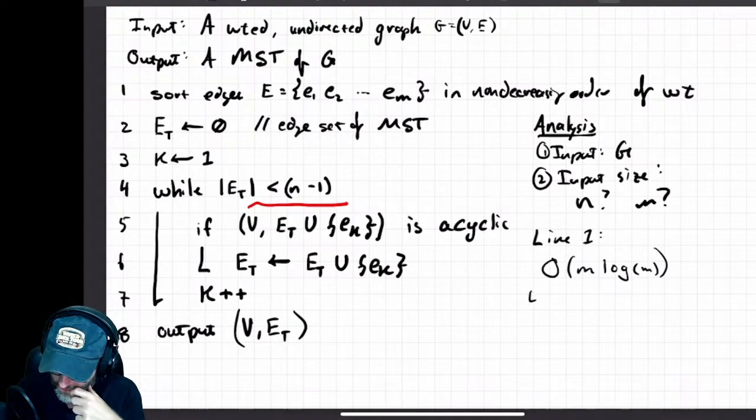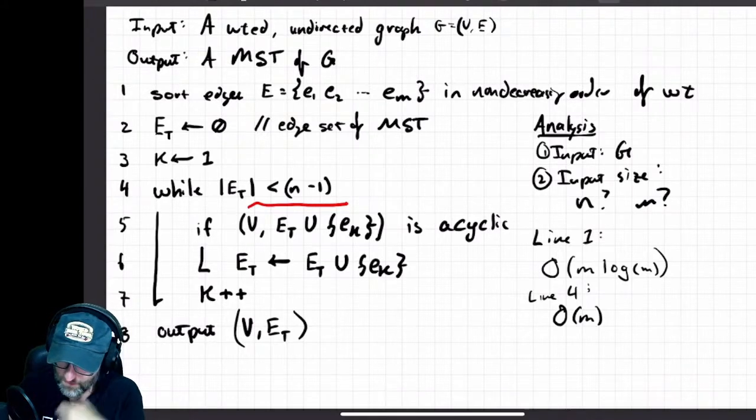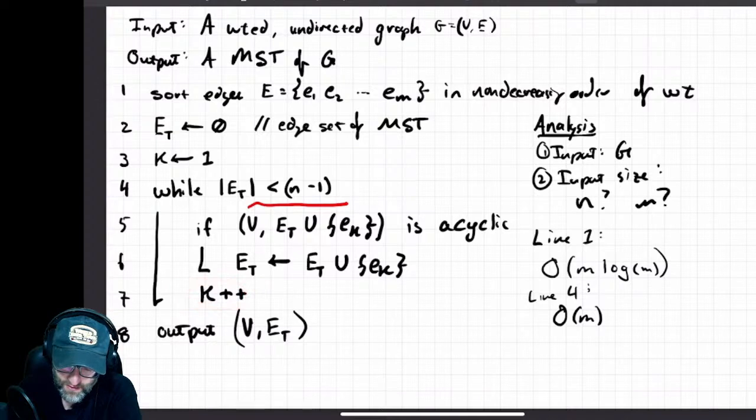Line four. That has the potential to be order M, right? Again, in the worst case, you could iterate through every single edge. What about line five? Those are the three that I'm going to focus on. Again, that's just setting a flag value. This is just incrementing. It's not necessarily related to the number of vertices or the number of edges.